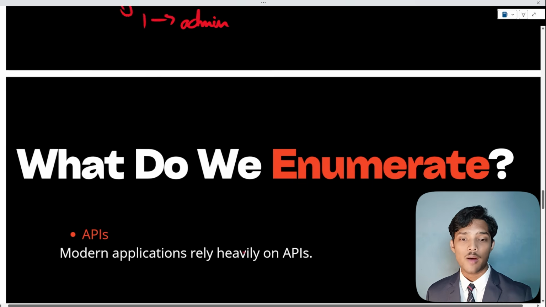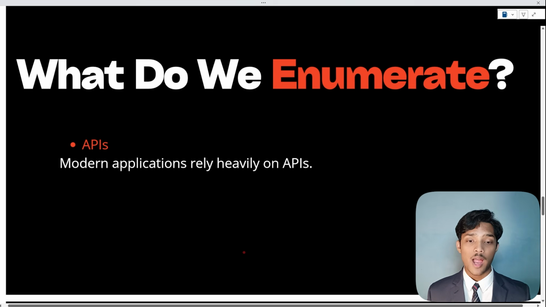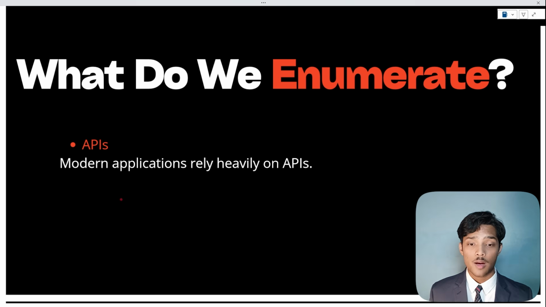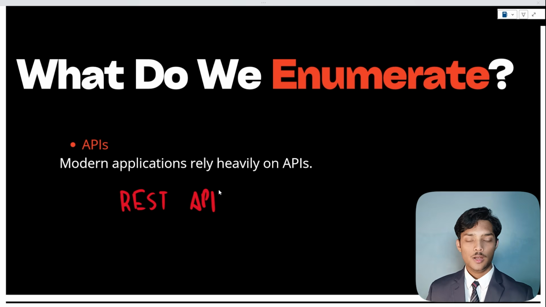Next up, we have APIs. Modern applications rely heavily on APIs. For example, you must have heard about REST API. Instead of testing only visible web pages, if you enumerate web API endpoints, sometimes these endpoints might expose more functionality than the actual web page, and that is why we need to enumerate this.